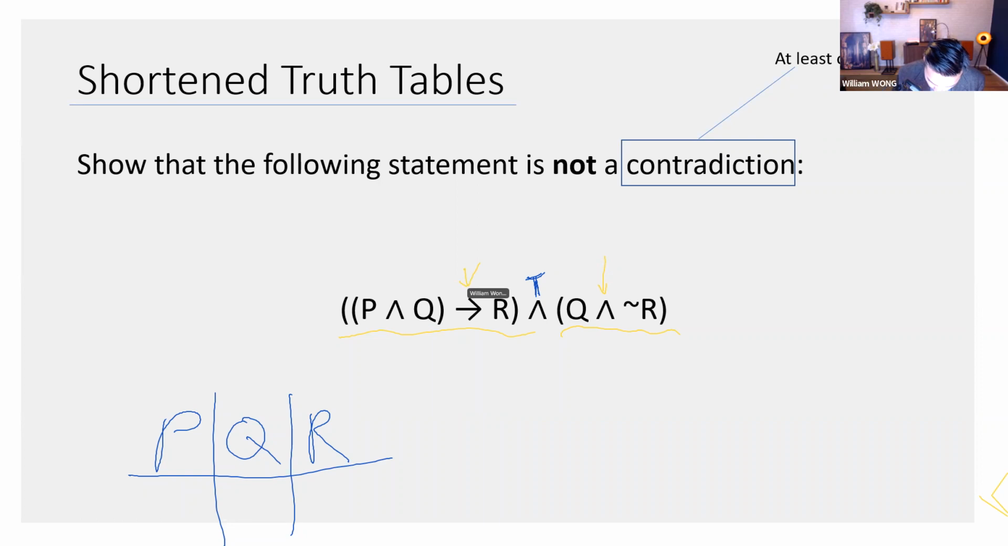Now, because both conjuncts must be true when the conjunction is true, we can attribute, say, a T above this and a T above this. And we're trying to solve for the atomics. Now, this is kind of the nice one because the right conjunct is itself a conjunct. And when any conjunct is true, both conjuncts must be true. So we know already that Q must be true and not R must be true.